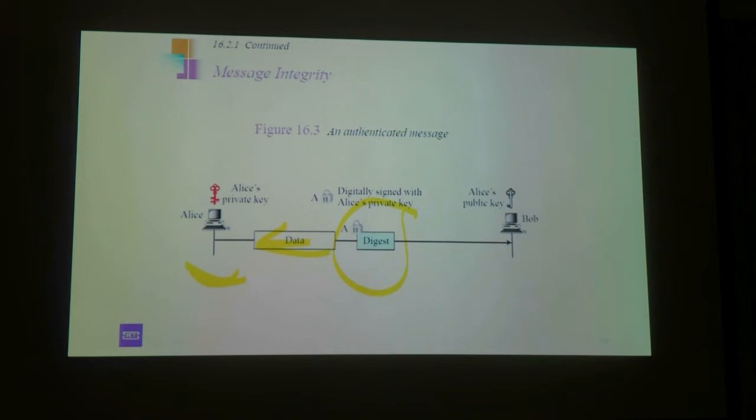It will be received by Bob. Bob now received the message. The message, anybody can read it. It's not a secret, right? It's not encrypted. But Bob needs to make sure it's integral, that no changes have happened to it. So he will be able to calculate the digest using what? Using the public key of Alice. All right? So here we only check for the integrity of the message.